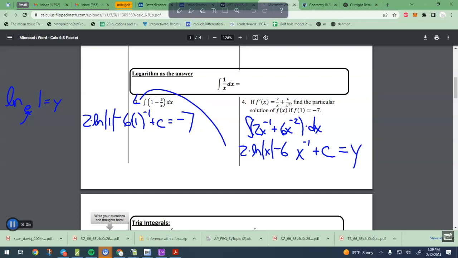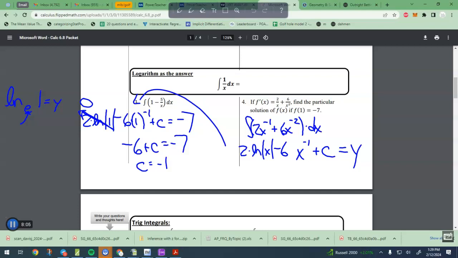0. So 2 times 0, this is nothing, that doesn't matter. That just goes away. 1 to any power is 1. So this is like negative 6 plus c equals negative 7. I would add 6 to both sides. So c equals negative 1.